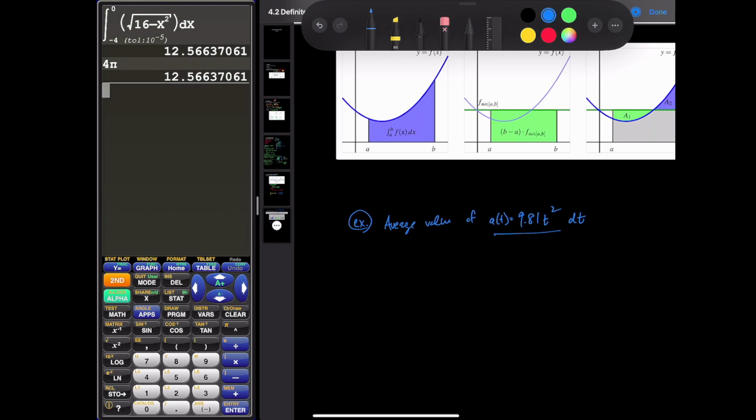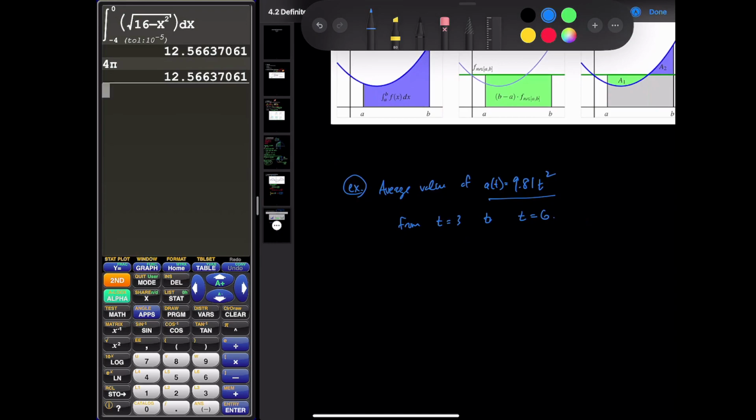The average value of this function from t equals 3 to t equals 6, maybe trying to get the average value. So we'd get the average acceleration really over this interval. And so how we would do that would be to take the integral from 3 to 6 of 9.81 t squared dt, and then divide it by the length of the interval, 6 minus 3. Okay. So again, I feel like I kind of botched that by giving the wrong notation at the beginning. So just to recap, if I wanted to find the average value of the acceleration function from t equals 3 to t equals 6, you integrate that function and divide by the length of the interval.